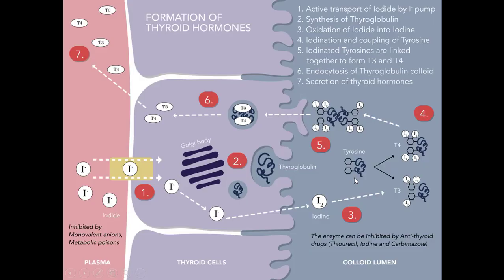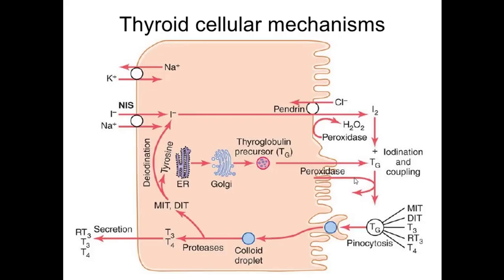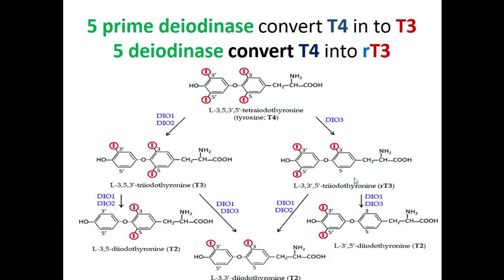Let's see another diagram of this. Here you can see the 5 prime deiodinase enzyme convert T4 into T3. Here this is your T4, this is the formula of the T4. This is the 5 prime location, this is the 3 prime. This is a simple 5, and this is a simple 3. This is the formula of the T4.